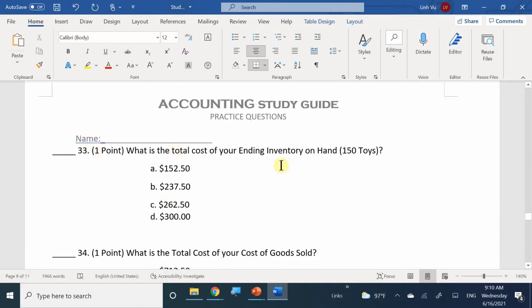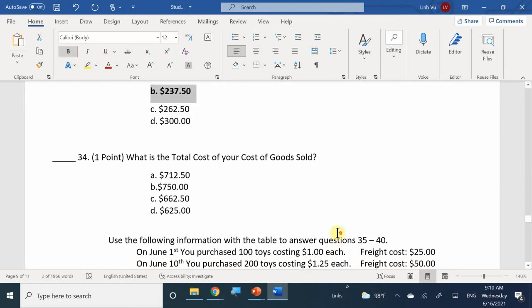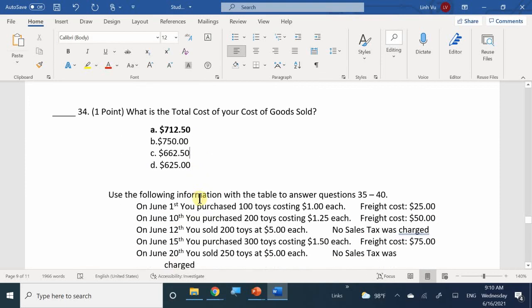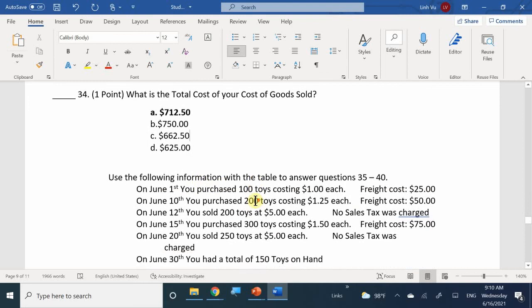What is the total cost of your ending inventory? B, 237.50. And what is your total cost of goods sold? A. Okay. Easy so far? Yep, so far so good.